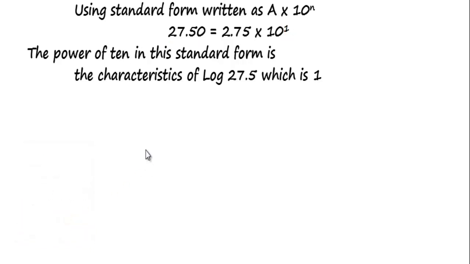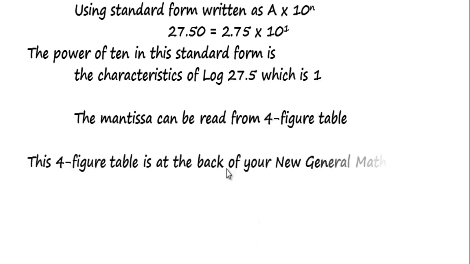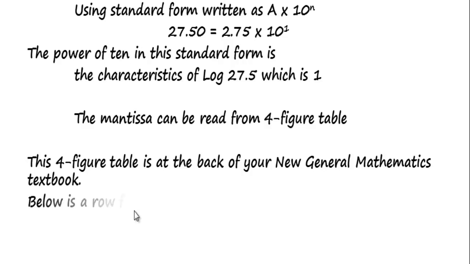So let's move on. Now the mantissa can be read from the 4-figure table. Are you following? So let's go. Now this 4-figure table is at the back of your general mathematics textbook, and you can still buy a 4-figure table, while NECO normally gives it for free. So you can get that one.